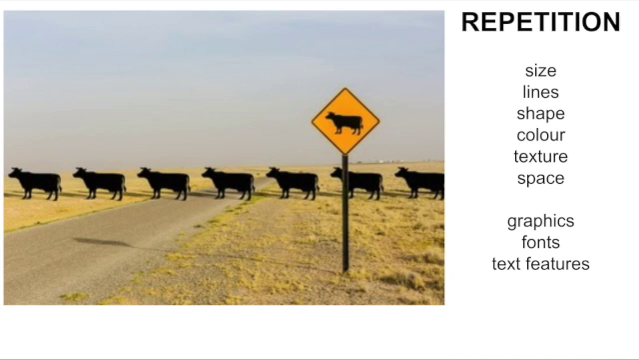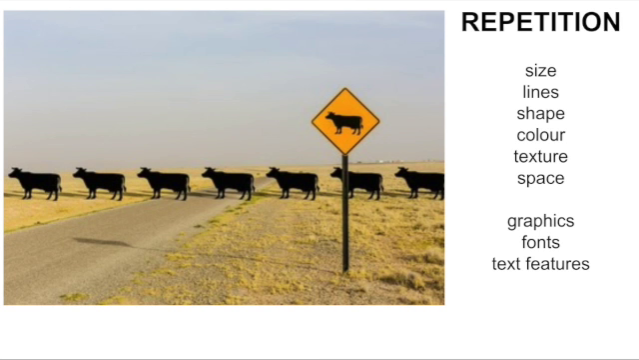The second strategy is the idea of repetition. Repetition is when things happen over and over again. We can use various elements in order to figure out how we're going to do this. We could repeat different types of lines or the size of a particular shape.